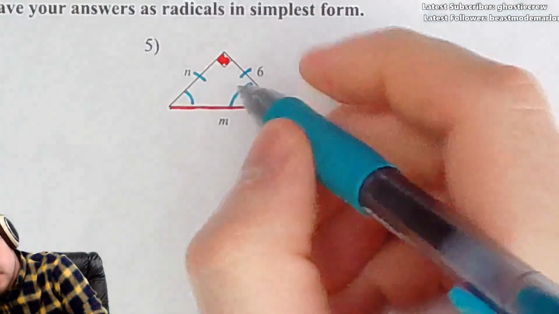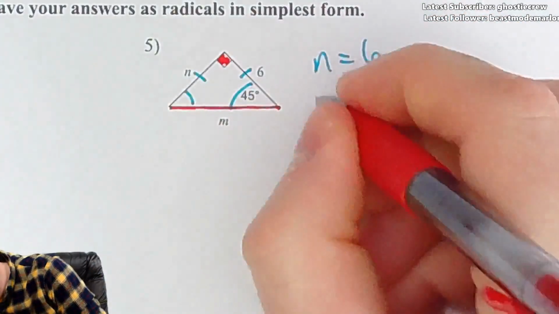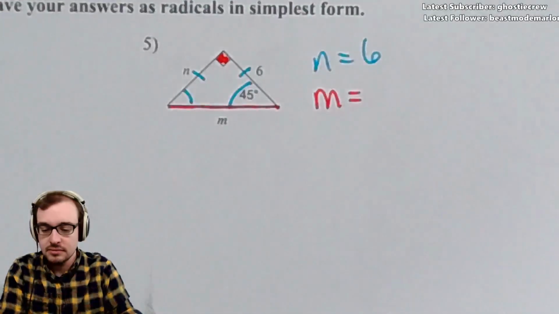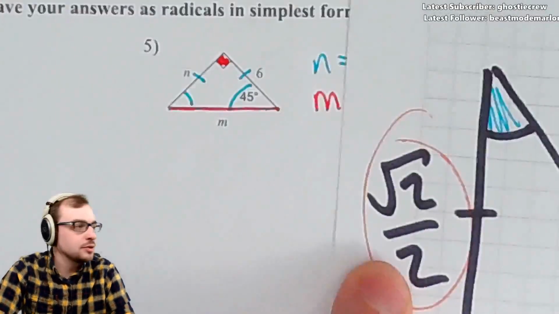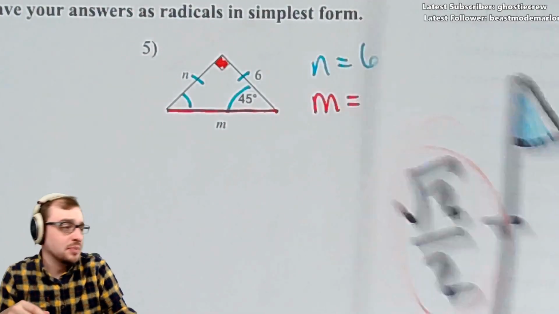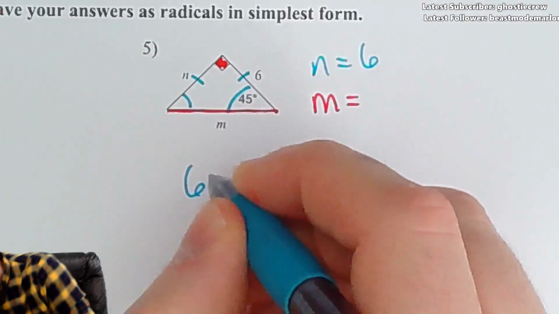So if this side's 6, then we know n is also 6. Now, 2 ways to do this. We can ask ourselves, what times root 2 over 2 gets us 6? And that'll be what m is. Or we can just do Pythag. I'm going to do Pythag. I think that's going to be easier.